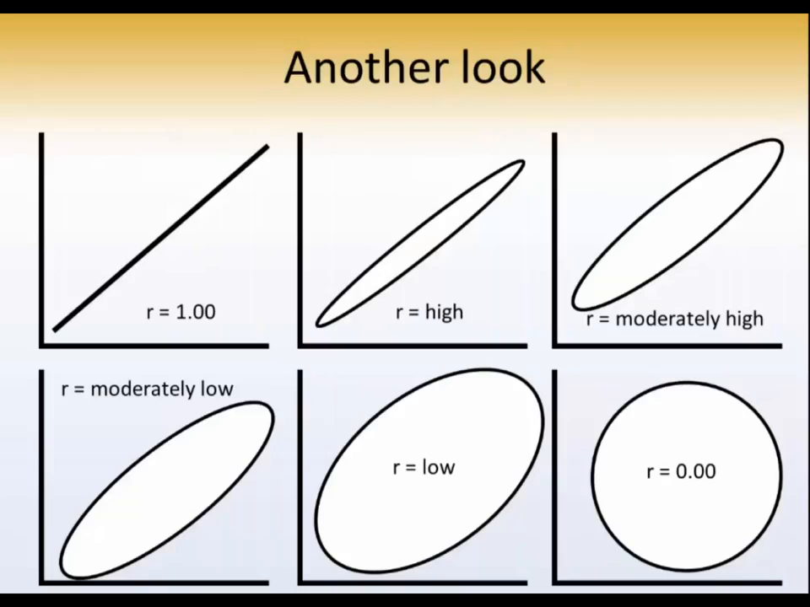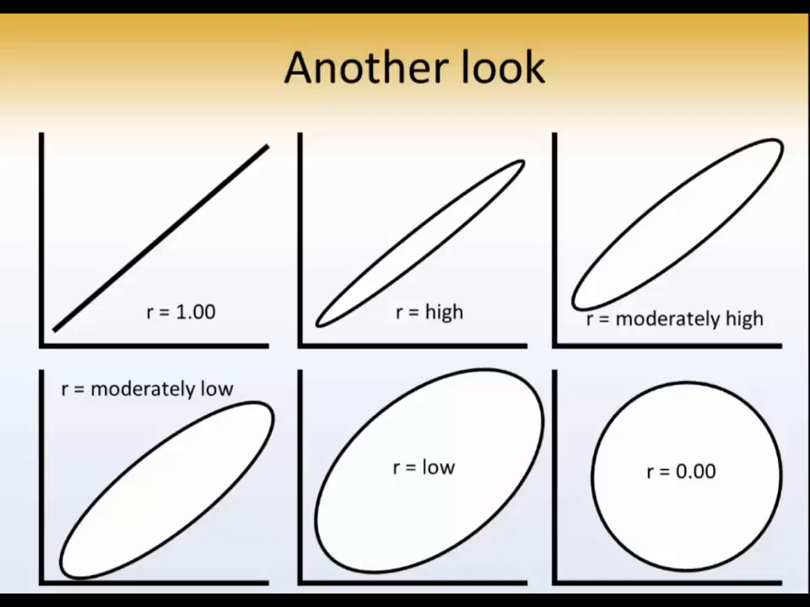Another look at that would be to look at the scatter plots. If we have a perfect correlation, we have a straight line. With a high correlation, we have a little bit of error. With a moderately high correlation, we have a little more error, and you can see as you go across down to no correlation, we have all error.